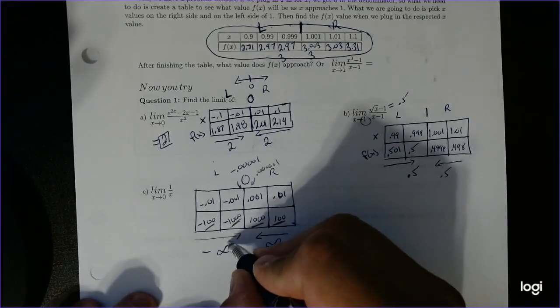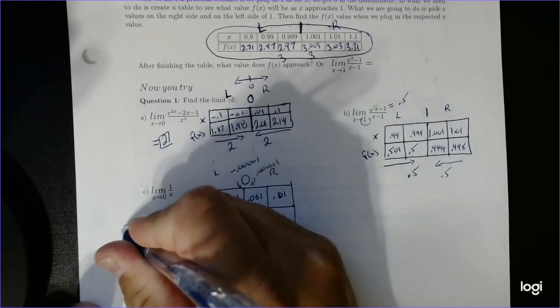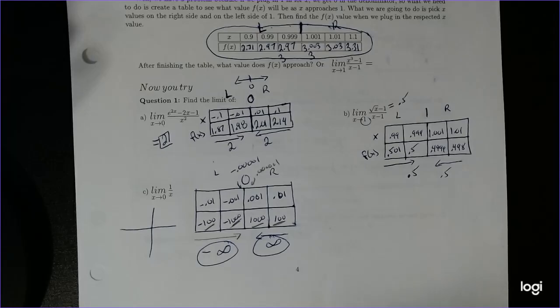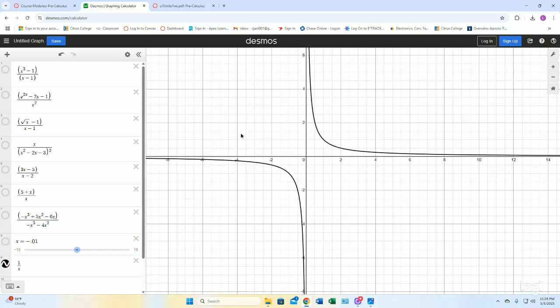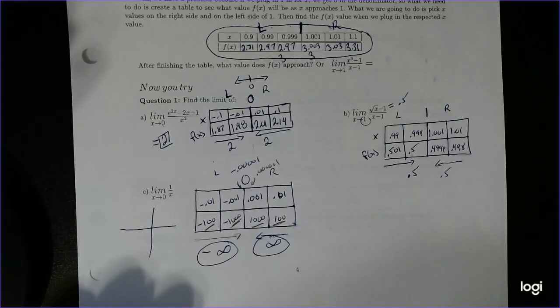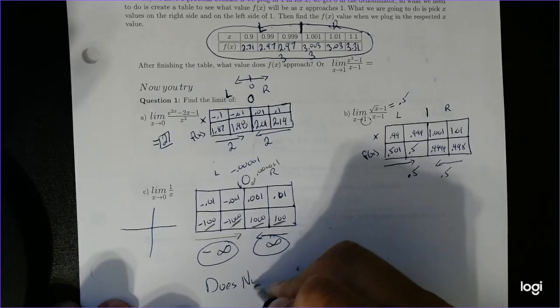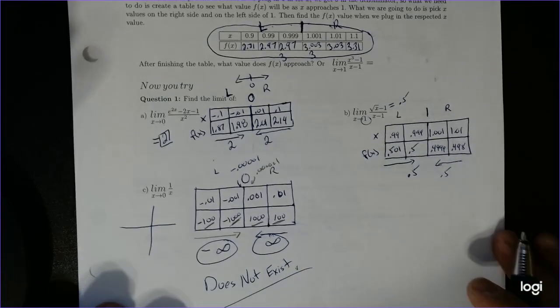Well, we talked about this, right? If they don't go to the same thing, one's positive, one's negative, they kind of look like this. This is what we get. So on the one side it's going towards negative infinity, on the other side it's going towards positive infinity. So because they don't go to the same thing, we say the limit does not exist.